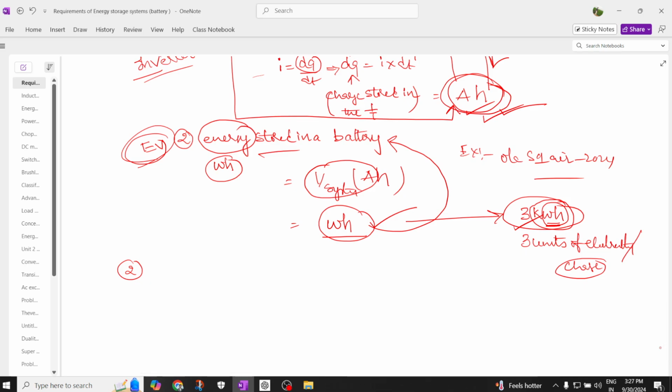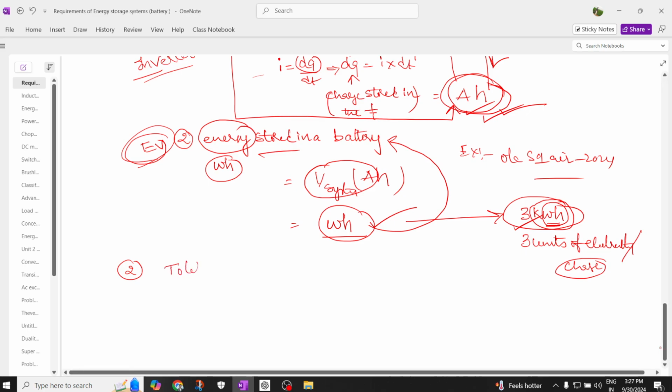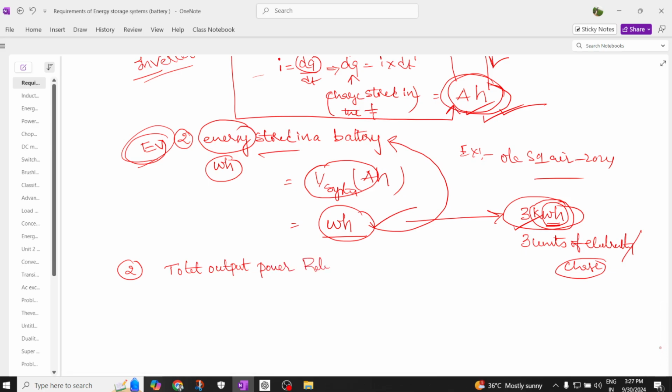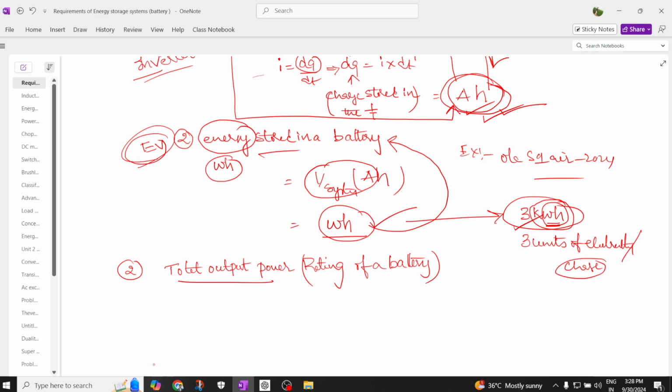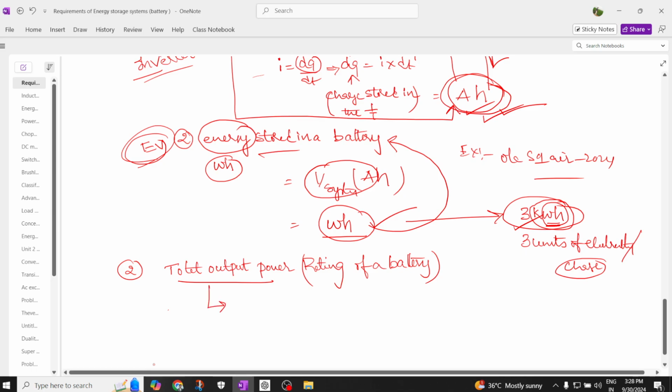The second specification is the total output power rating of a battery. How to decide the total output power rating of a battery? It depends upon the charge and discharge load. Depending upon the load, it automatically defines the total output rating of a battery.